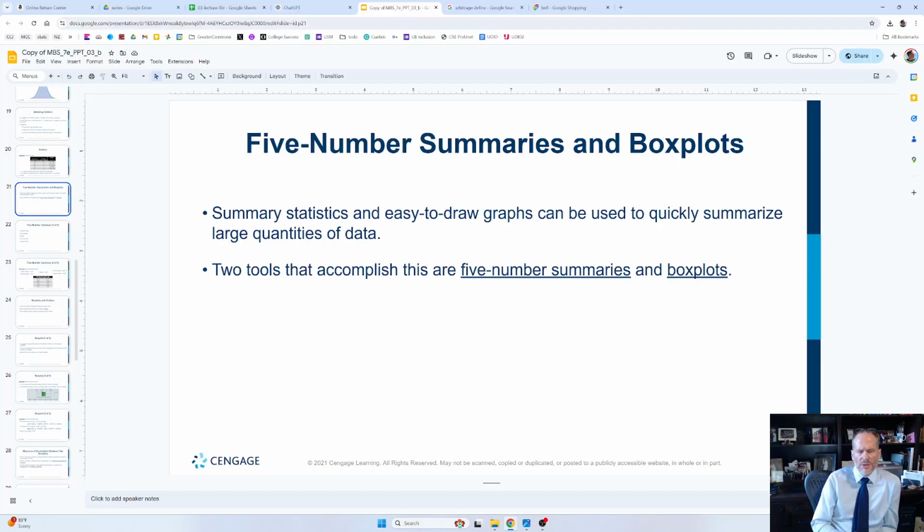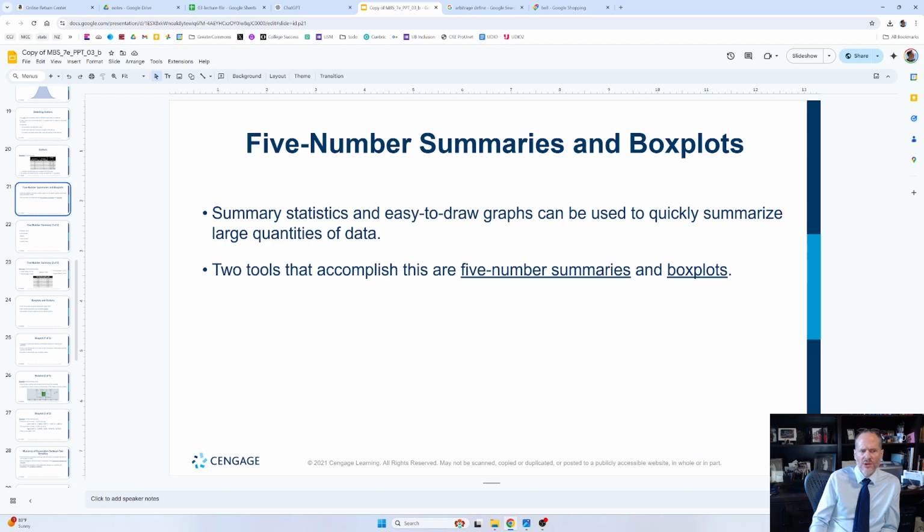So we're learning about descriptive statistics here. We're learning about numeric measures which serve as descriptive statistics. They describe what's going on with our data in our data sets. And we have two more to learn about. One is a five number summary and the other is a box plot.